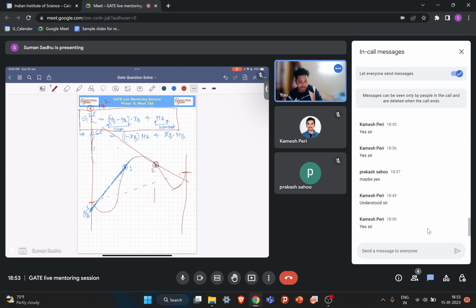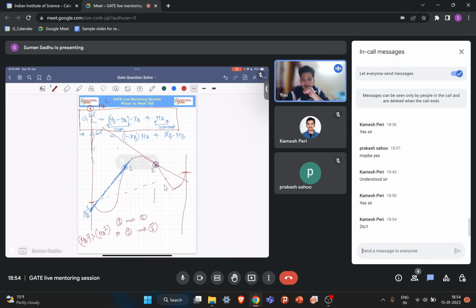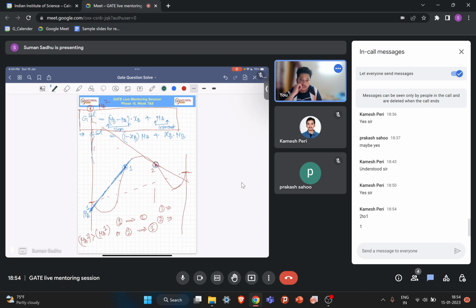So in this case, from which side will the A atom move to which side? From 1 to 2 or 2 to 1? You can see that mu A2 is greater than mu A1. So from which side will the A atom move? From point 2 to point 1. But which is A rich? Is 1 A rich or is 2 A rich? Which one is A rich? Yes, 1 is A rich.